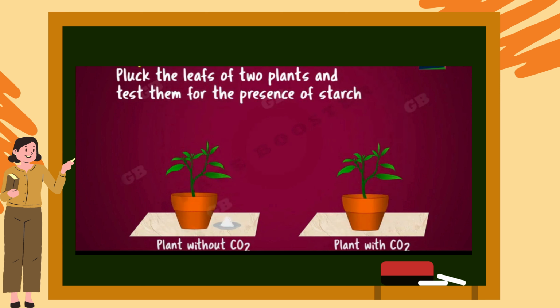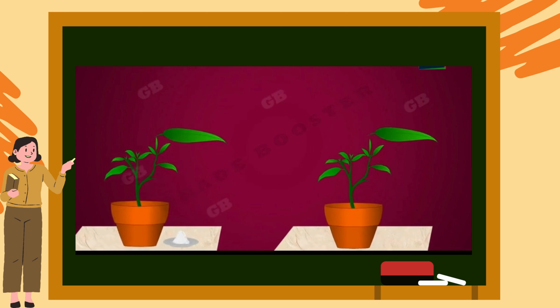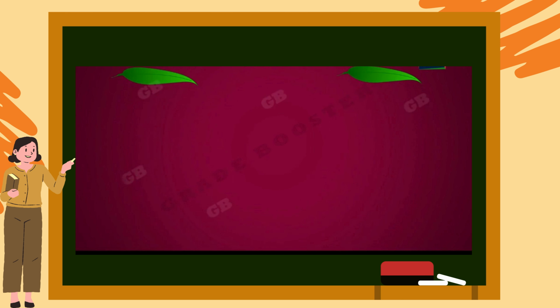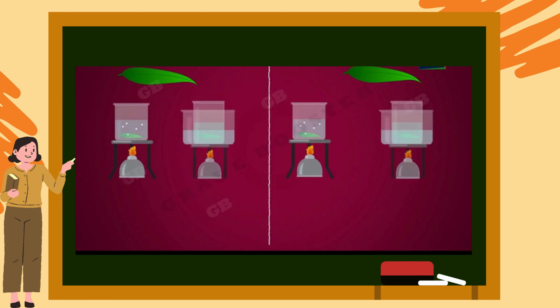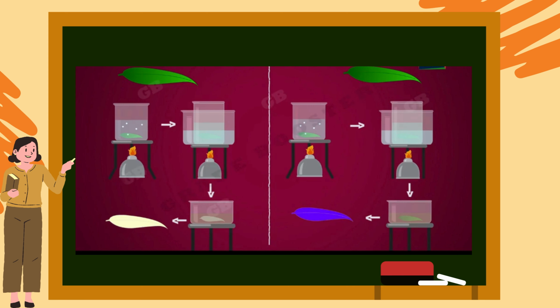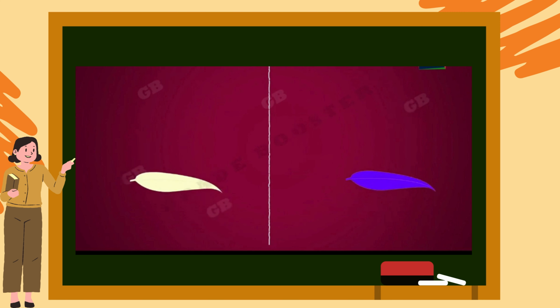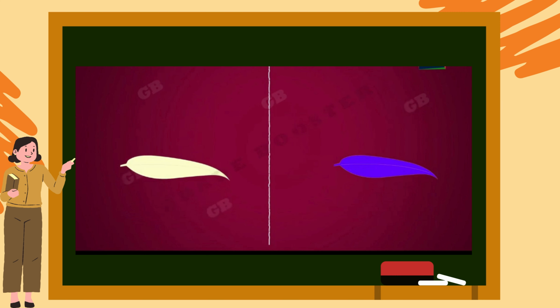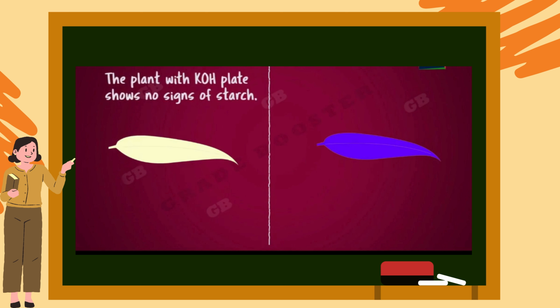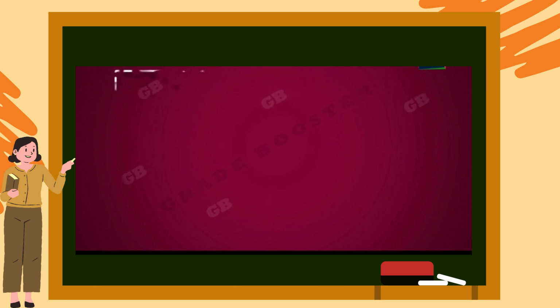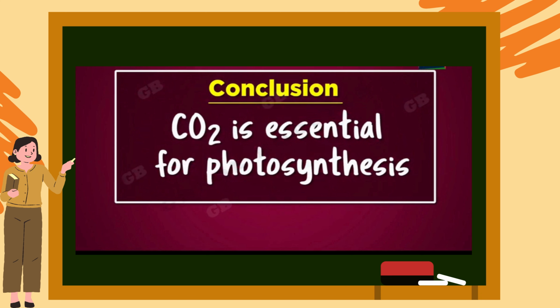Now pluck a leaf from each plant and test them for the presence of starch. Do both the leaves show the presence of the same amount of starch? No. The plant with KOH shows no signs of starch, but the plant without potassium hydroxide could prepare some starch. By this experiment, we can conclude that carbon dioxide is essential for photosynthesis.